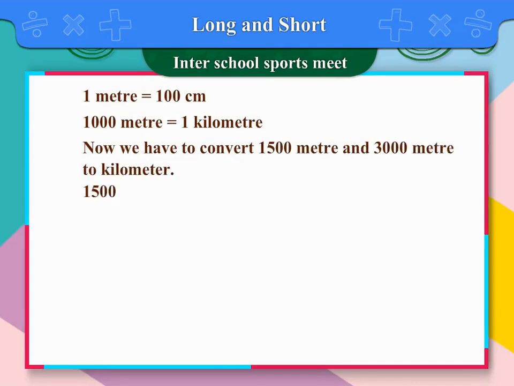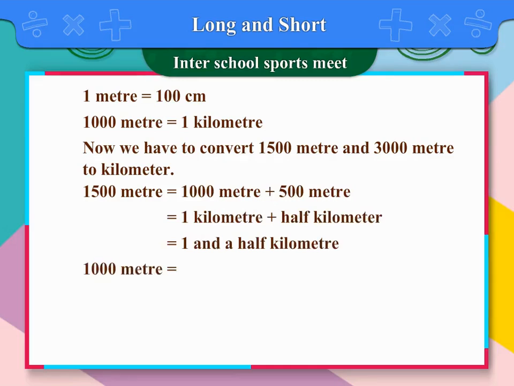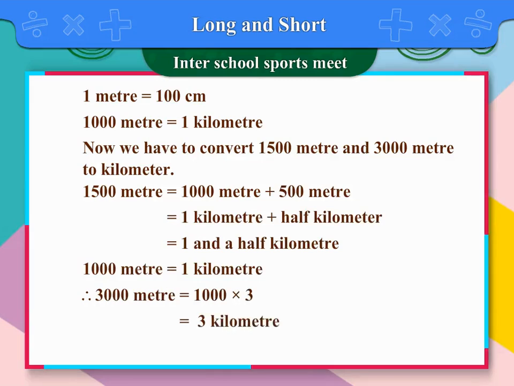Here, 1500 meter means 1000 meter plus 500 meter. 1000 meter is equal to 1 kilometer and 500 meter is equal to half kilometer. Then 1 kilometer plus half kilometer can be called 1.5 kilometer. 1000 meter is equal to 1 kilometer. Therefore, 3000 meter means 1000 into 3, which is equal to 3 kilometer.